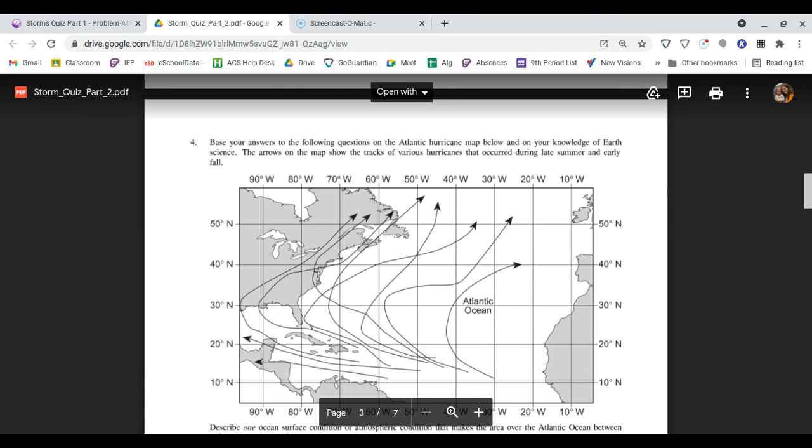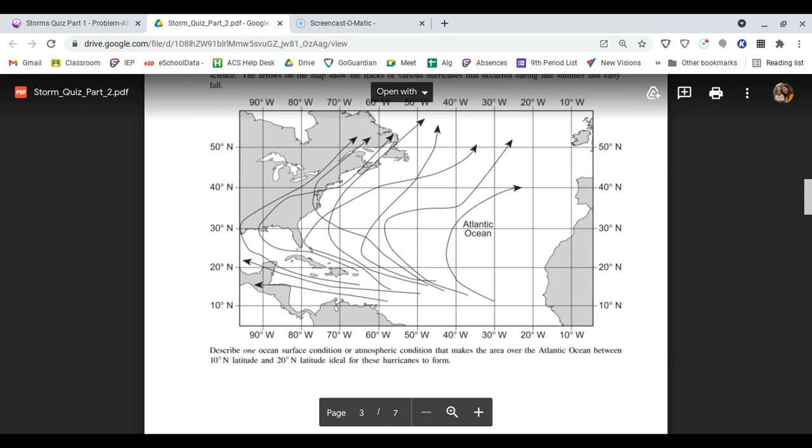Number 4, it says base your answers to the following questions on the Atlantic hurricane map below and on your knowledge of earth science. The arrows on this map show the tracks of various hurricanes, got a lot going on, that occurred during late summer and early fall. They want to know, describe one ocean surface condition or atmospheric condition that makes the area over the Atlantic Ocean between 10 degrees north and 20 degrees north latitude ideal for those hurricanes to form.